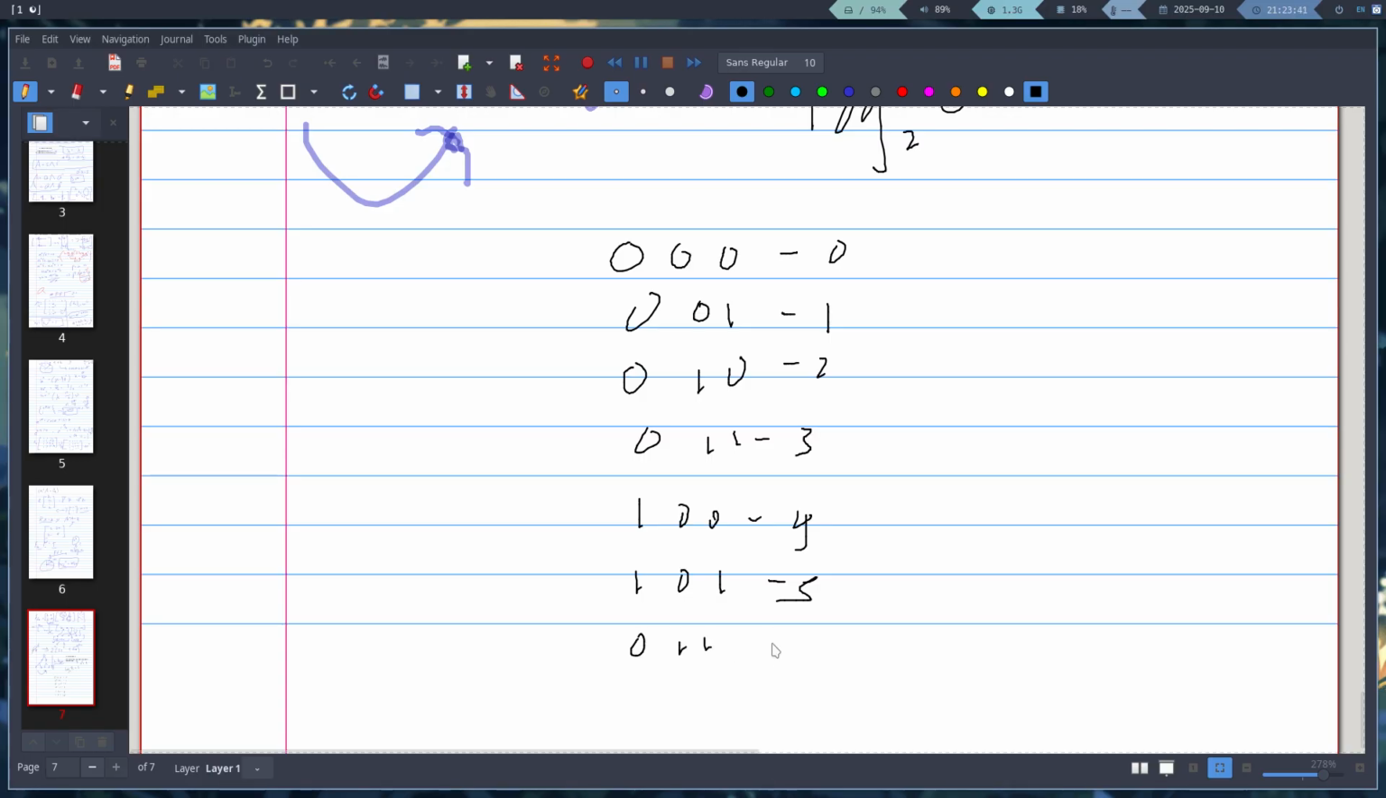0, 1, 1, is this 6? No, this is not 6. 1, 1, 0, this is 6, right? Yeah, 2 and 4, 6, and then 7. Yeah, 1, 1, 1, this is 7.